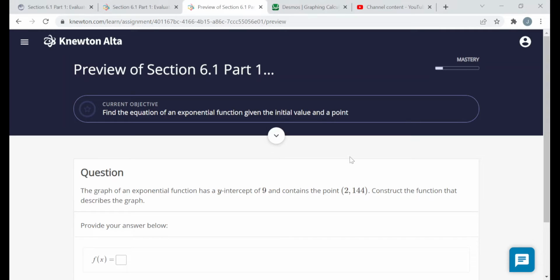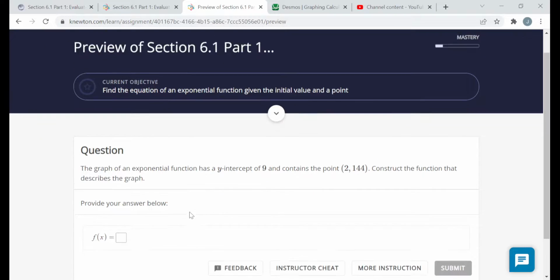So here, the graph of an exponential function has a y-intercept of 9, and that's that initial value. 0, 9, 0, a. So a is 9, and it contains the point 2, 144. Construct the function that describes this graph.